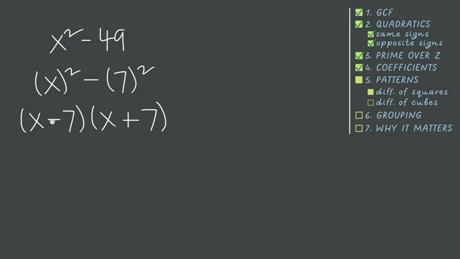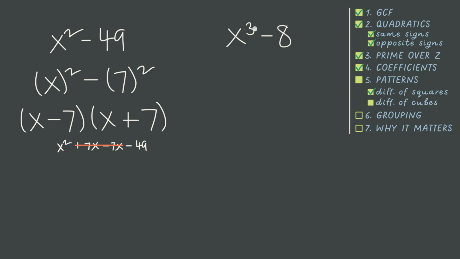The reason that this works is because when we multiply the binomials back out, we get x times x, or x squared. We get x times a positive 7, so plus 7x. We get negative 7 times x, which is minus 7x. And we get a negative 7 times a positive 7, or a minus 49. And you see that the plus 7x and the minus 7x in the middle cancel each other out, and we're left with just the x squared minus 49. That's why our difference of squares pattern will always work.